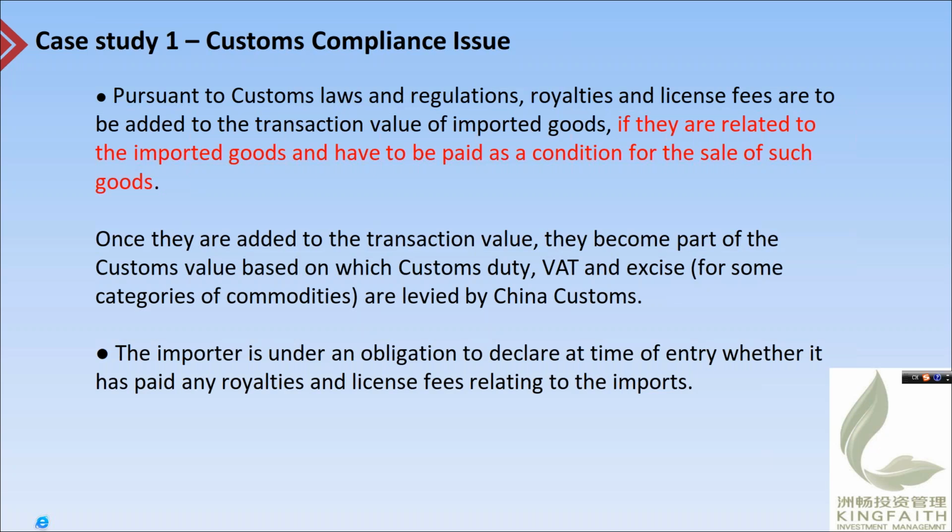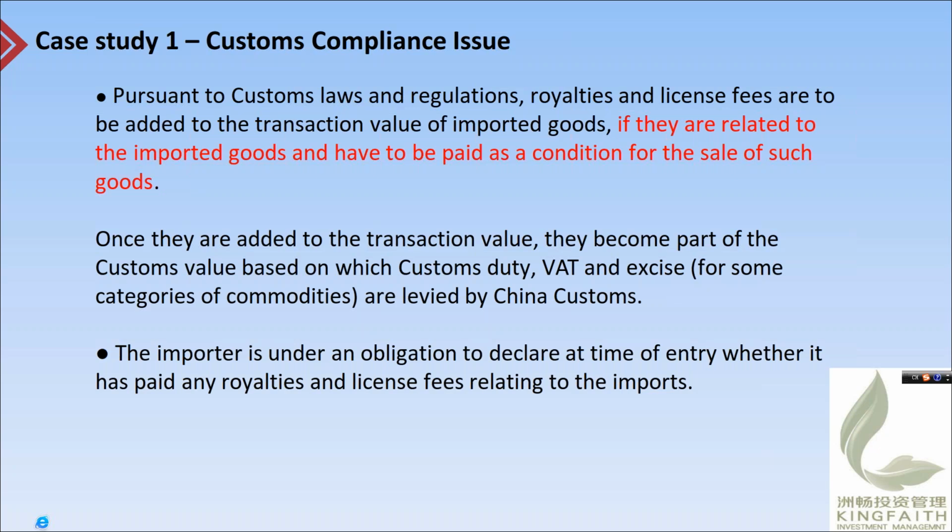To go deeper into it, from the customs perspective, royalties and license fees are typically related to the following rights: patent, trademark, copyright, and the rights to distribute or resell. So in this case, it's related to trademark.